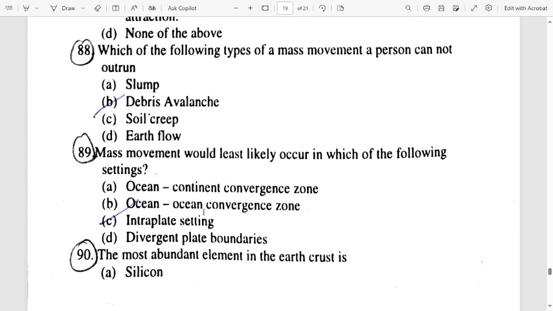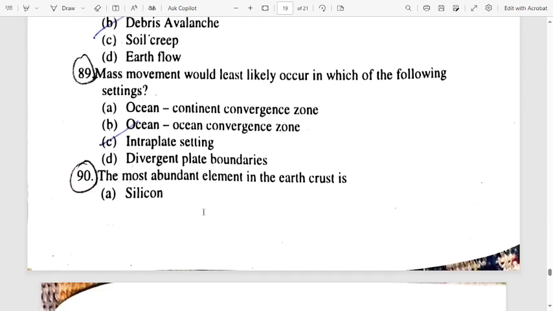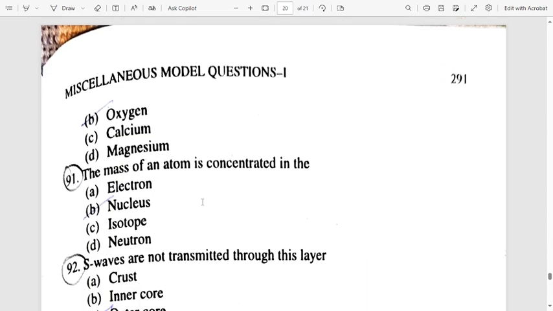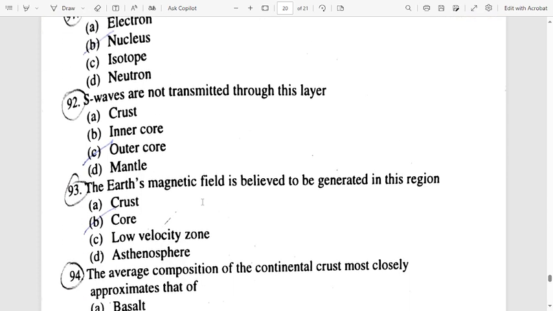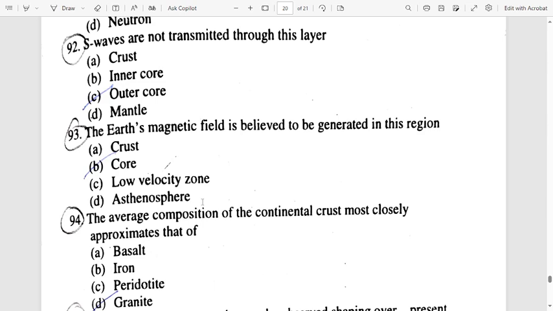Mass movement would least likely occur in which of the following settings? Intraplate settings. The most abundant element in the Earth's crust is oxygen. The mass of an atom is concentrated in the nucleus. S waves are not transmitted through the outer core. The Earth's magnetic field is believed to be generated in this region, the core.